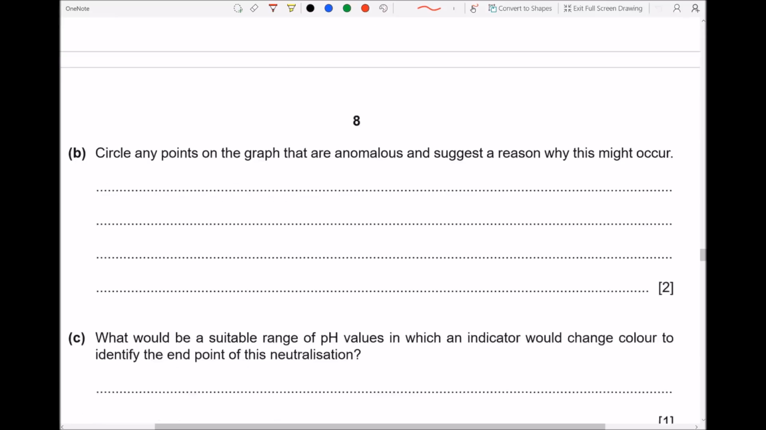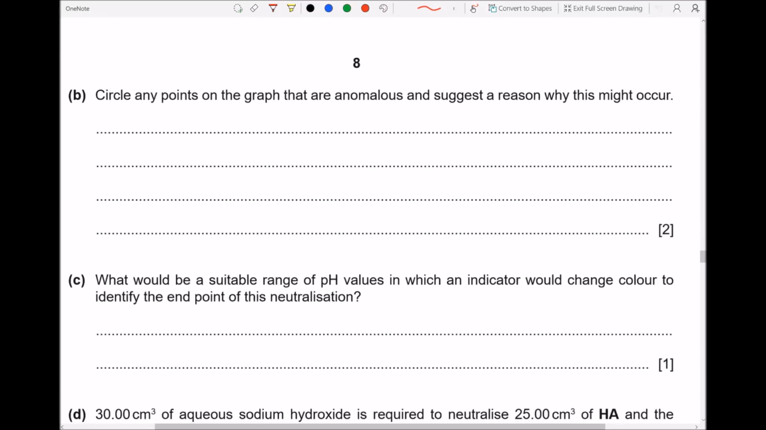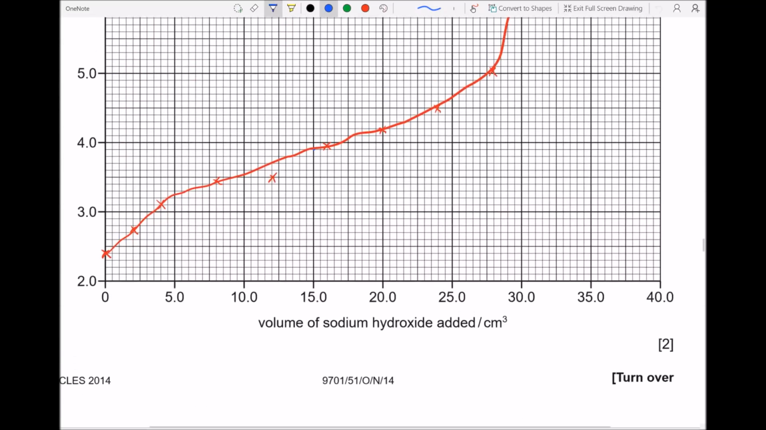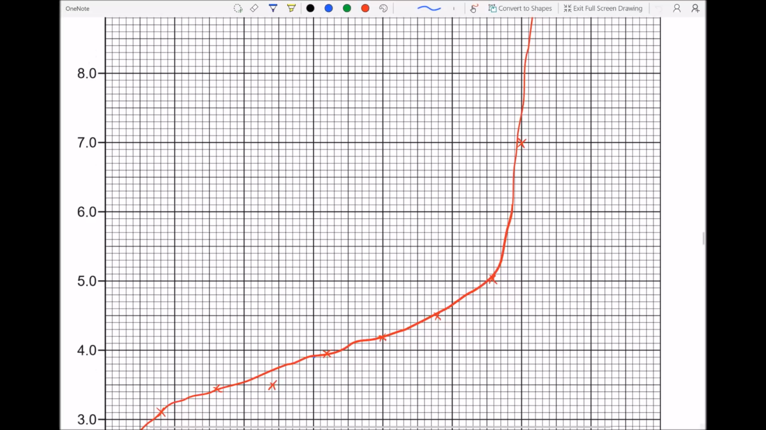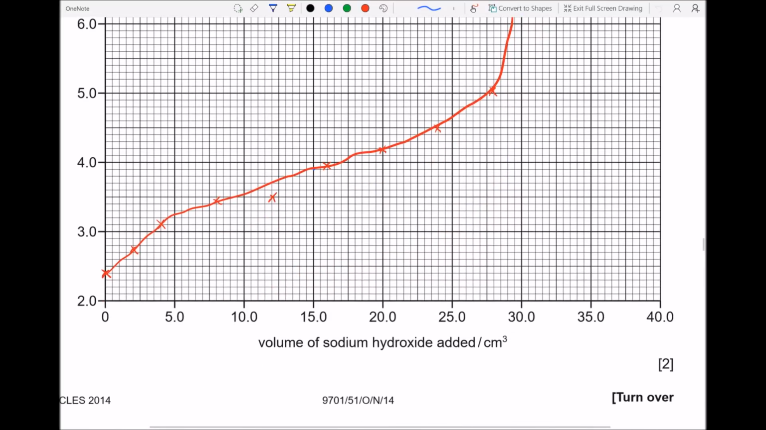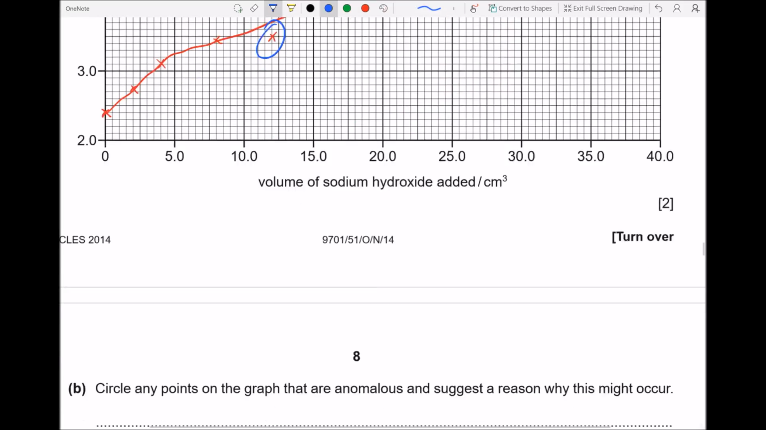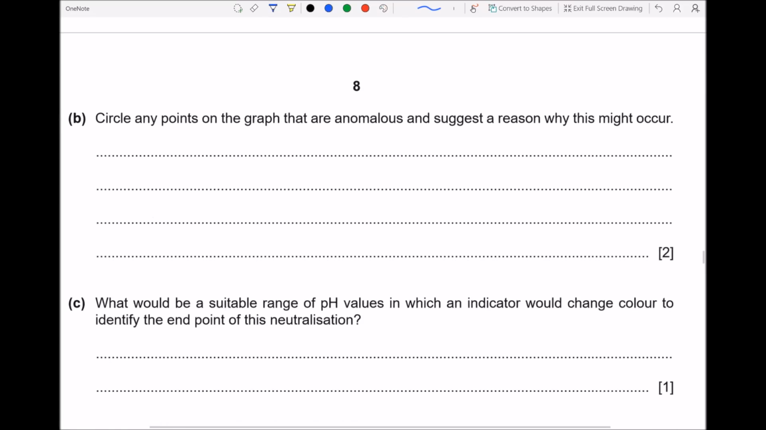Then it says B, circle any points in the graph that are anomalous and suggest a reason why this might occur. So I'm going to use blue. We're looking for an anomalous result in our table. Your anomalous result should be the same as mine if you've plotted your graph correctly. The anomalous result should come out at 12, which is here. There's your anomalous result. Just put a circle around it, and that would get you the mark there. And then we have to suggest why this might have actually occurred.